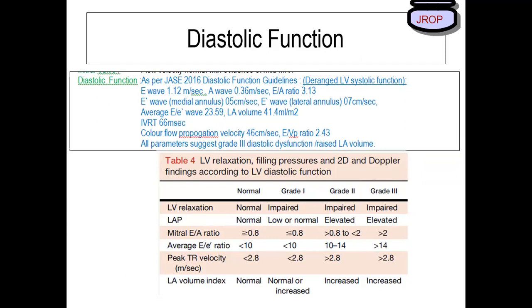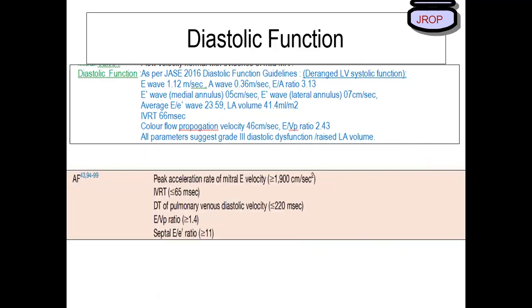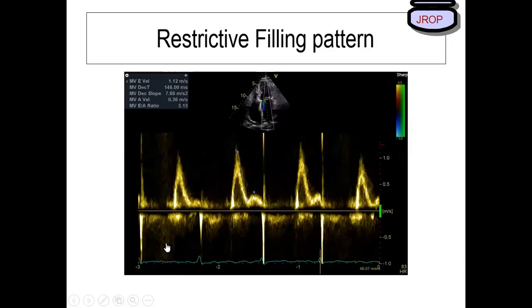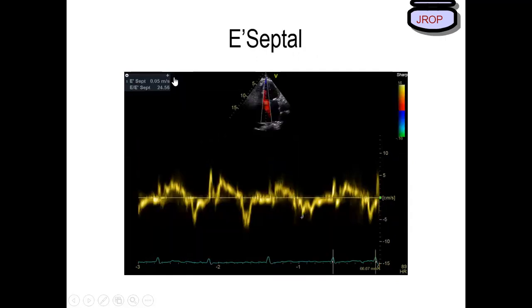Suppose this patient would have been in atrial fibrillation. So the parameters for evaluation of diastolic function would have changed dramatically. What would we have looked for? We do not have acceleration rate. We have IVRT, we have E/VP ratio and septal E to E prime ratio. My septal E to E prime ratio was 25, so it had to be more than 11.